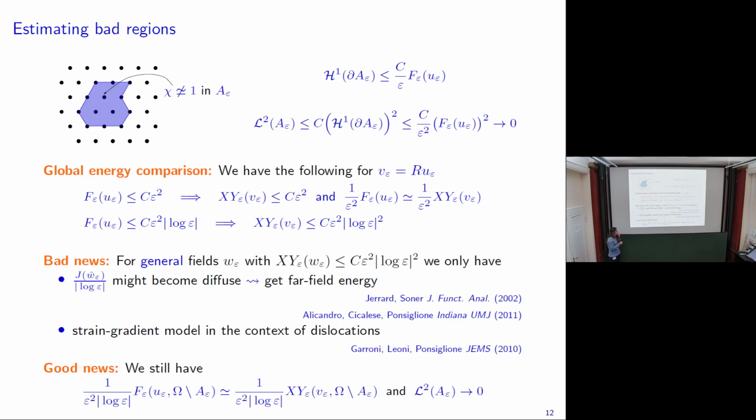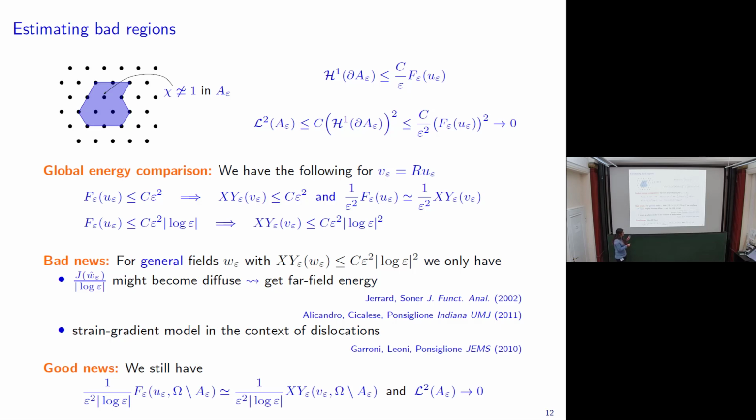We know that if we are outside of this bad set, we have a good energy comparison. And we still know that the discrete curl goes to 0. You need to remember that this is not a general field W epsilon, but it comes as a transformation from another field, and you need to use those properties to circumvent this difficulty, that you don't have the optimal lower bound.